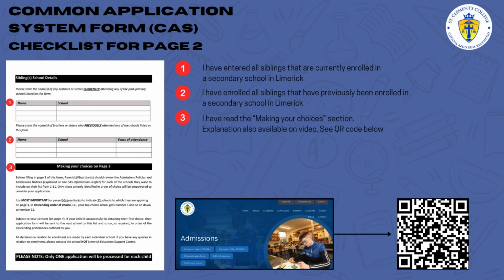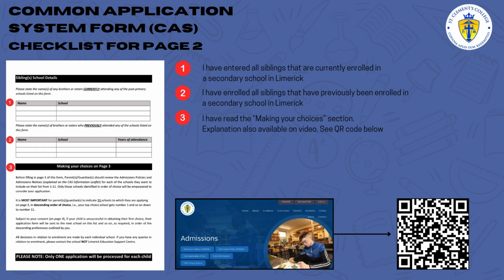On page 2 of the application form, parents in Part 1 should fill in all of the siblings that are currently enrolled in a secondary school in Limerick, and similarly in Part 2 they should fill in all siblings that have previously been enrolled in a secondary school in Limerick.